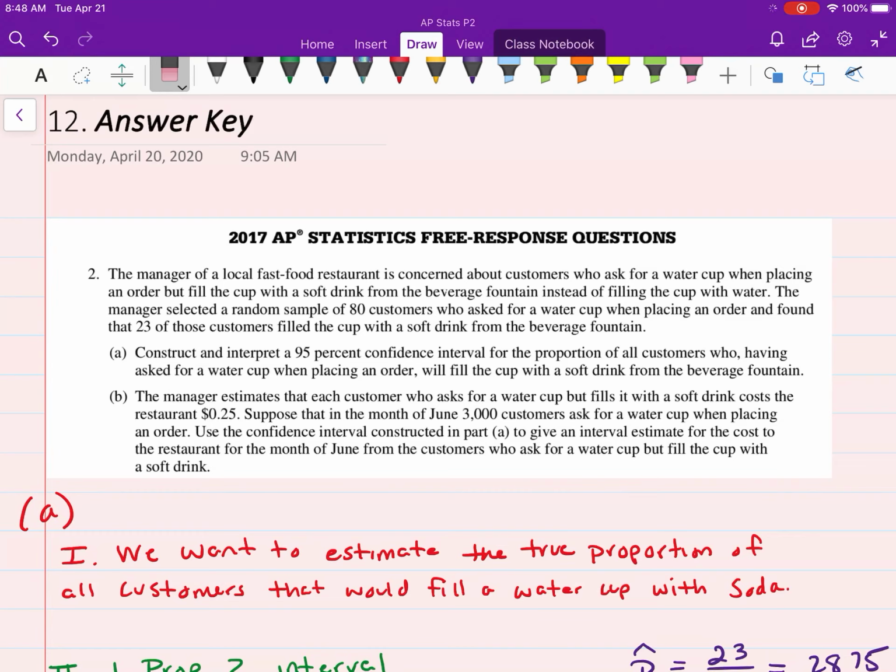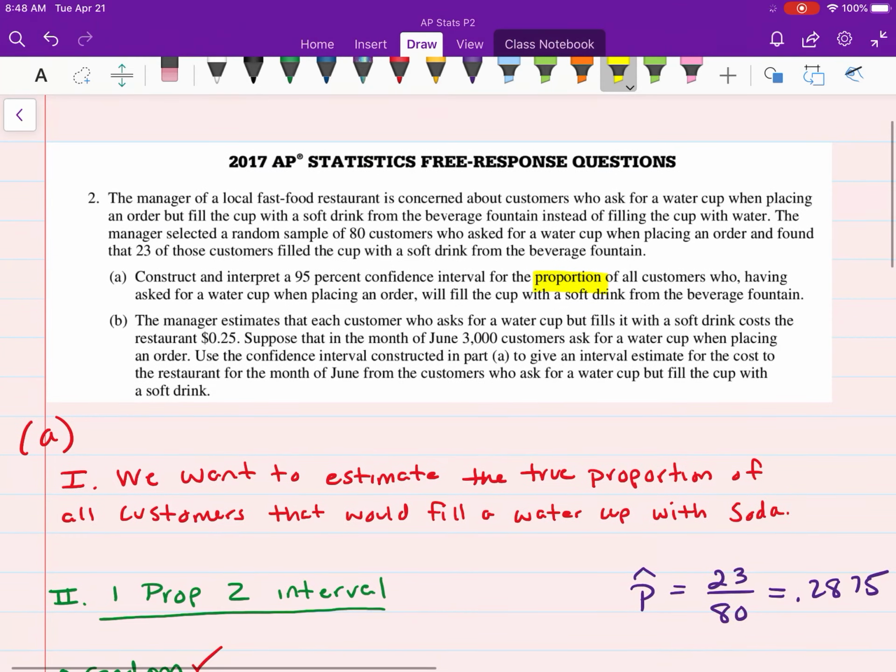And in this case, we're trying to estimate the proportion of this guy's customers that, if they ask for a water cup, they're actually going to fill it up with soda. So this is a confidence interval for a proportion. So we want to estimate the true proportion of all customers that would fill a water cup up with soda. That's all you got to do for step 1.